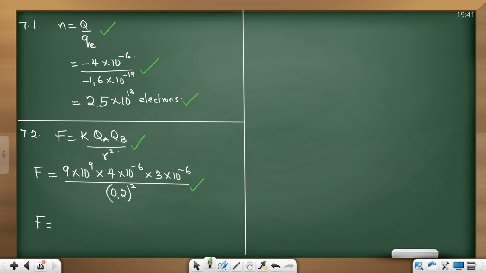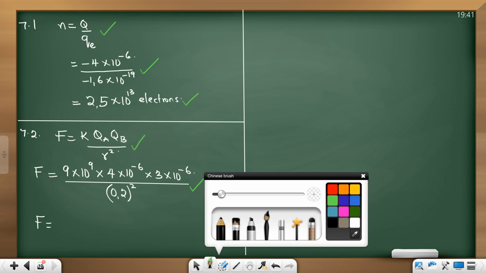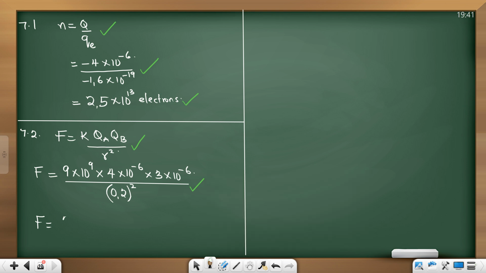Oh, you guys are fast. 2.7 newtons. Please let me know if we are all on the same page. And definitely, that's the same force exerted by B on A, according to Newton's third law. Some examiners will ask you for that without any further calculation. All right, 7.3.